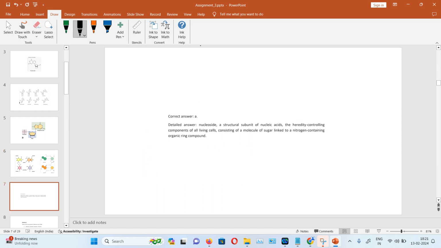So now let's come to the answer. The nucleoside is a structural subunit of nucleic acid, which consists of a molecule of sugar linked to a nitrogen containing organic ring compound. So that's the answer: the nucleoside, which contains the sugar and a nitrogen base.